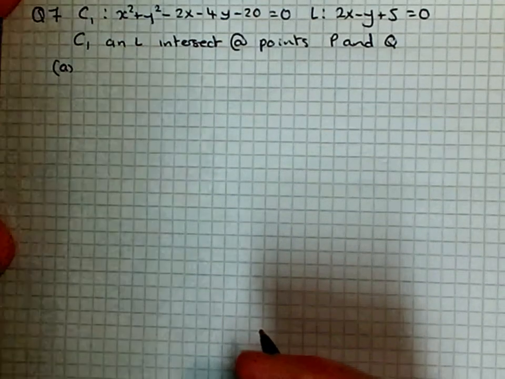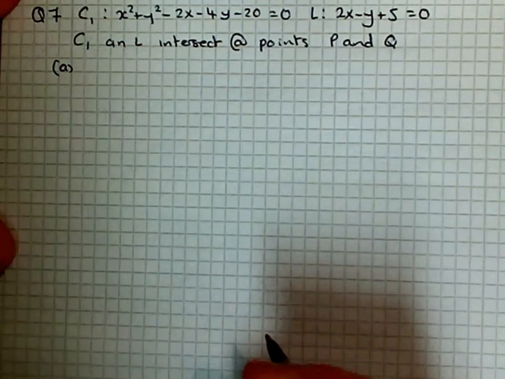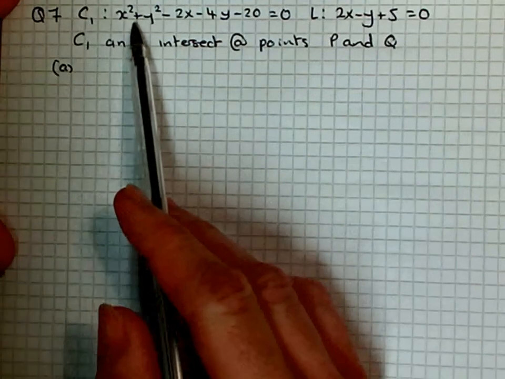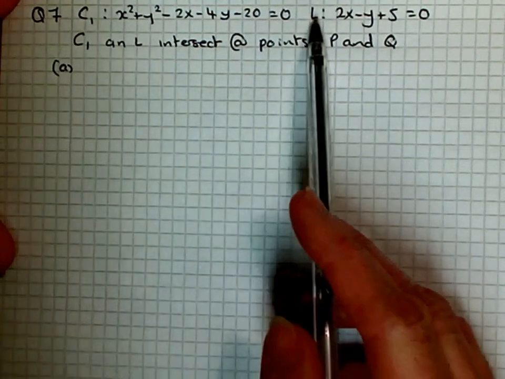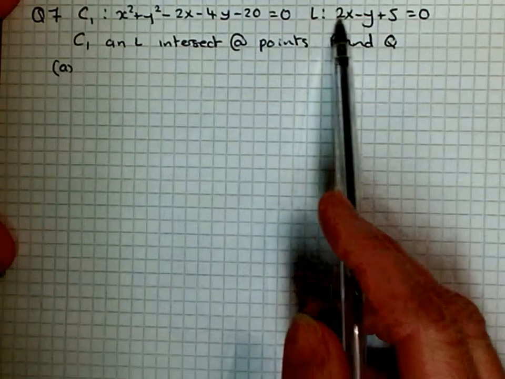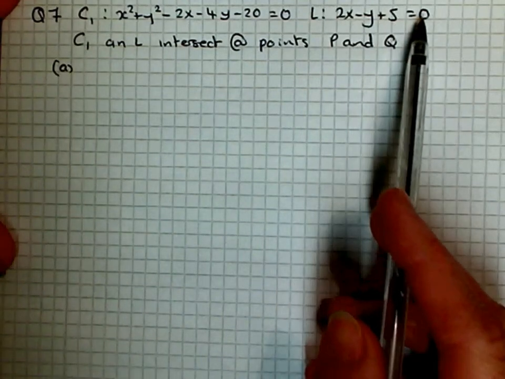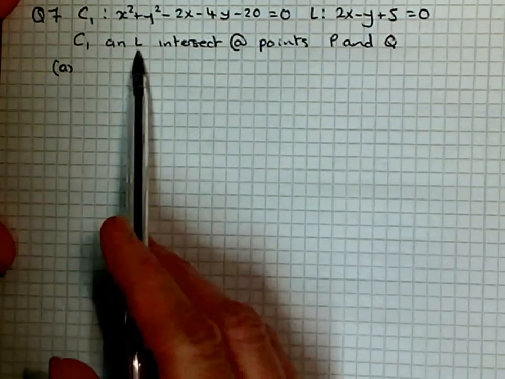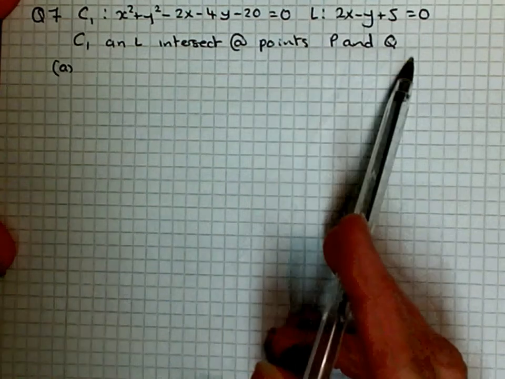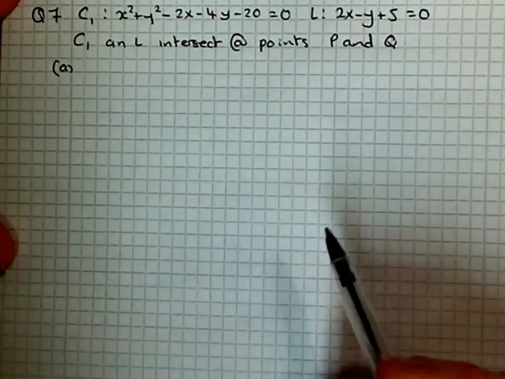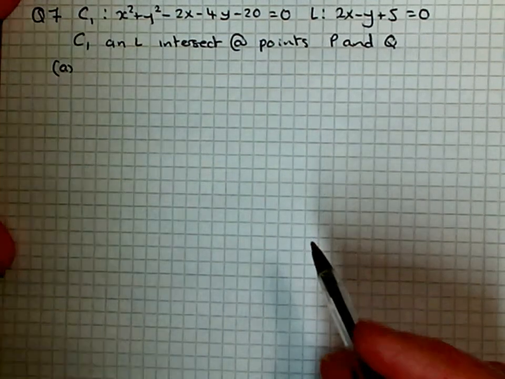So 5th year summer exam, question 7, part A, circle question. You're given the equation of the circle C1 and you're given a line L, which is 2x minus y plus 5 equal to 0, and you're told that the circle and the line intersect at the points P and Q. The first part of the question is just asking you to write down the centre and the radius of the circle C1.